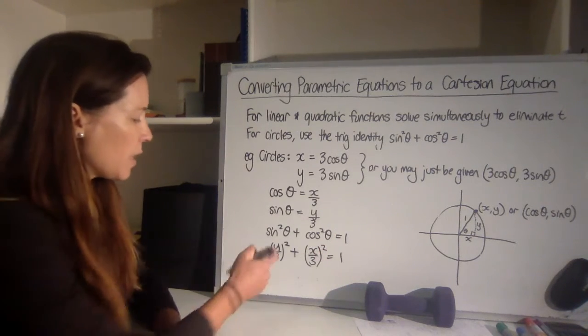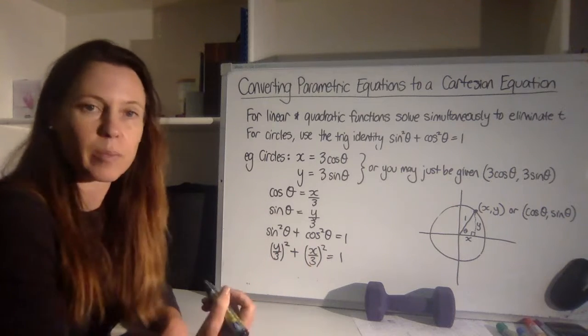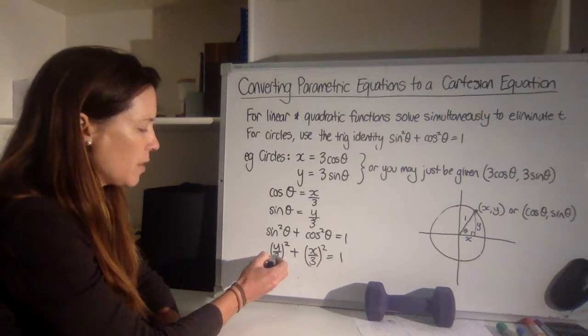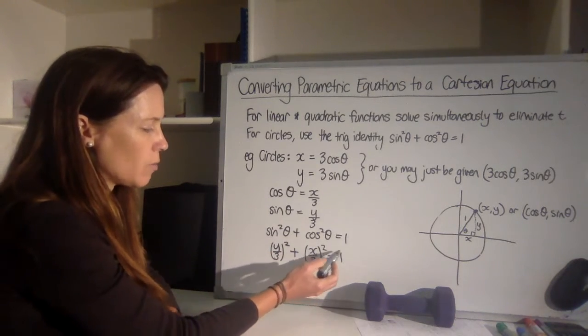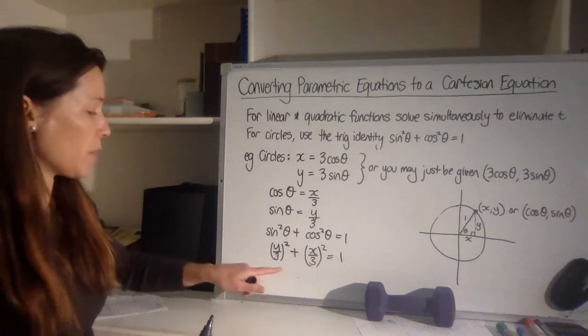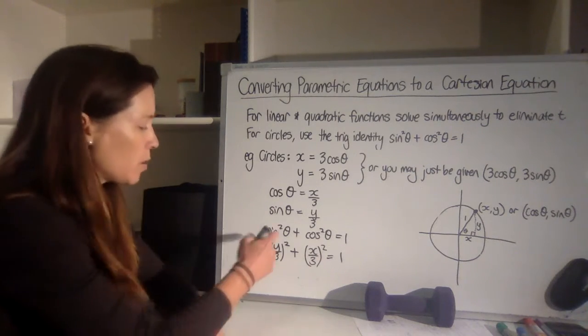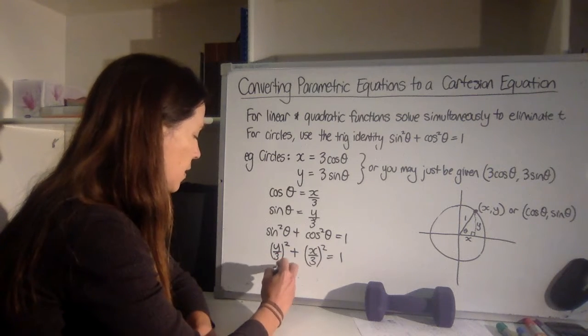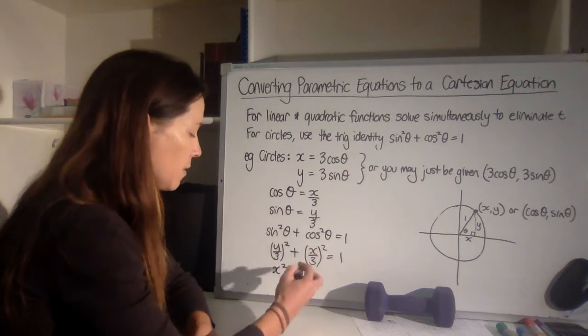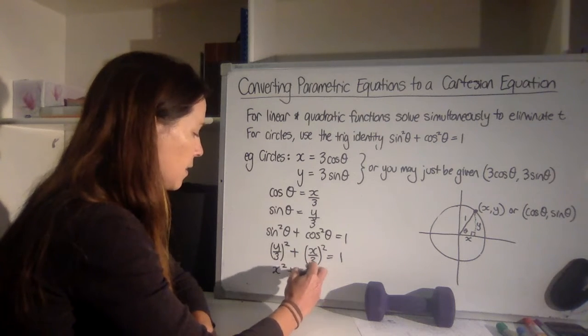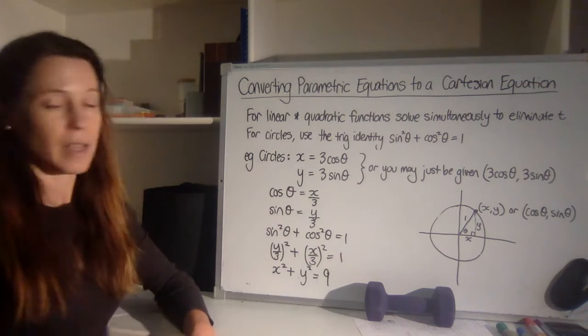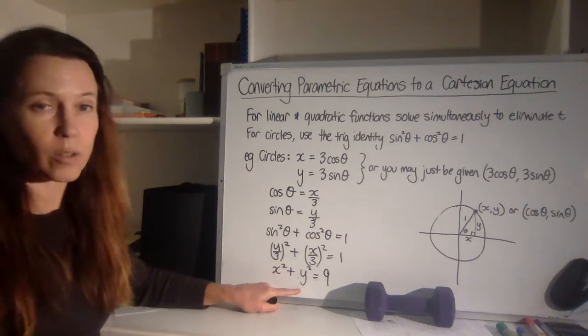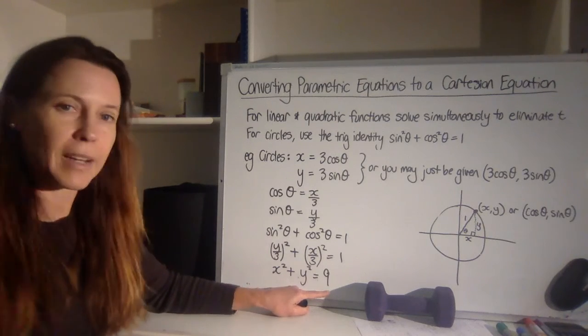Now tidying up here, I need to square the 3's that are on the bottom. So I'm actually going to have y squared over 9 plus x squared over 9 equals 1. So if I want to get rid of those denominators of 9, I can just multiply all 3 terms by 9. And that would give me, I'll just write it in the other order, x squared here and y squared here equal to 9. And we know that that will be a circle with its centre at the origin and a radius of 3.